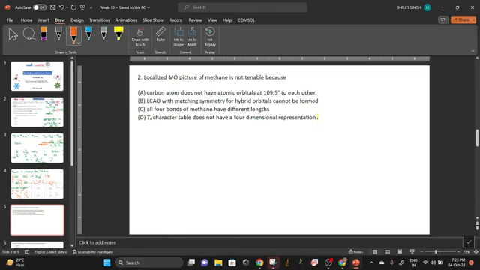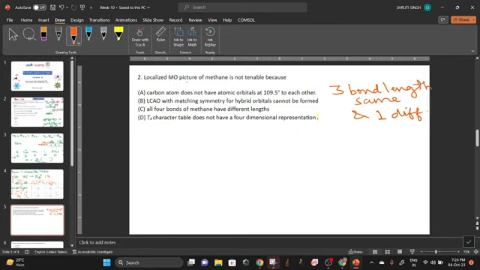So the electron density is contributing equally to all the bonds. That is the delocalized MO picture. The localized MO picture will say that there will be three bond lengths the same and one different. But it is not the case. Actually, methane has all four bond lengths the same.